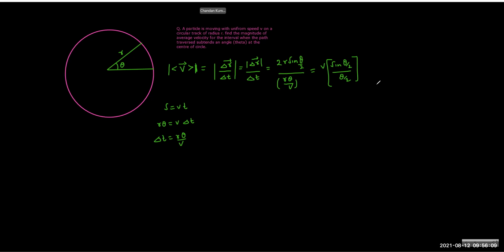And so the magnitude of average velocity will be 2r by pi r by v, right? Which is 2 by pi times v. It's a very famous answer. 2 upon pi into v.